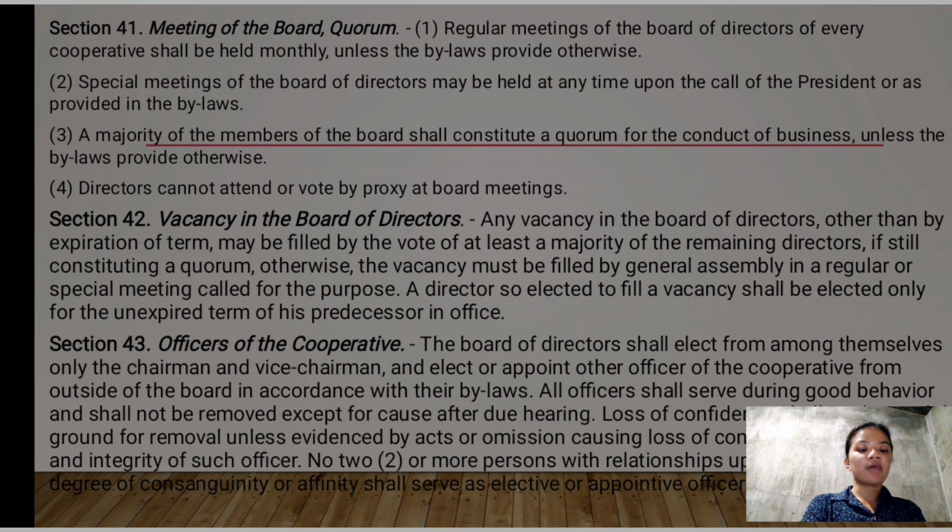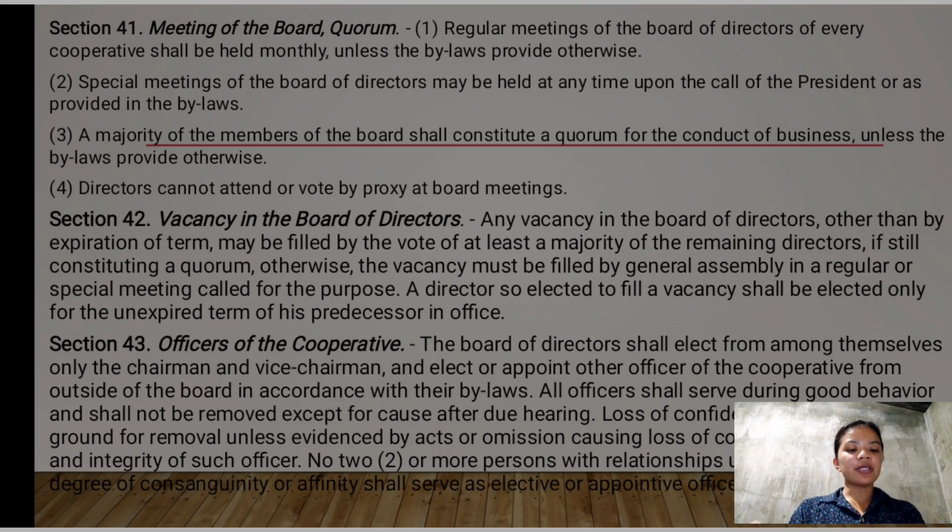Third, a director elected to fill a vacancy will serve only for the unexpired term of the predecessor who left the position. Section 43 outlines the roles and requirements for officers in a cooperative.